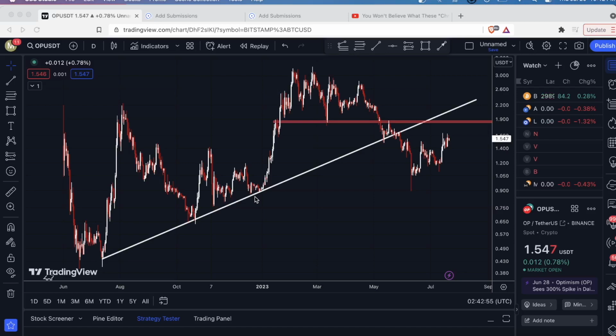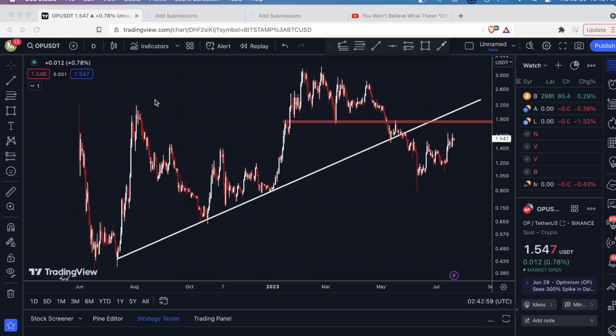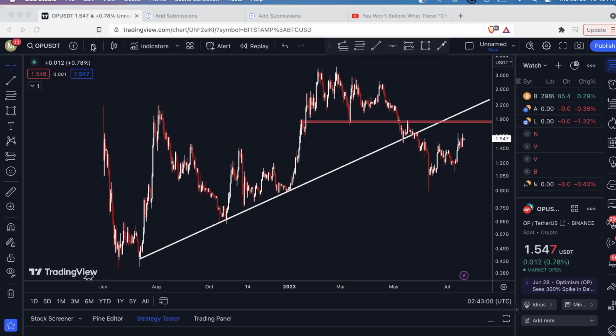Hey guys, I want to take a look at the Optimism chart. The ticker for this is OP, and I have the daily time frame open.